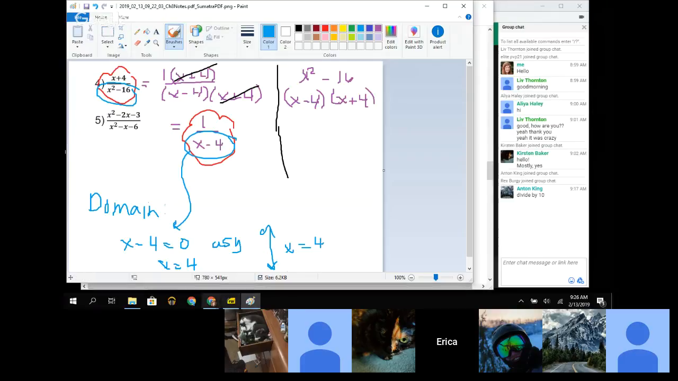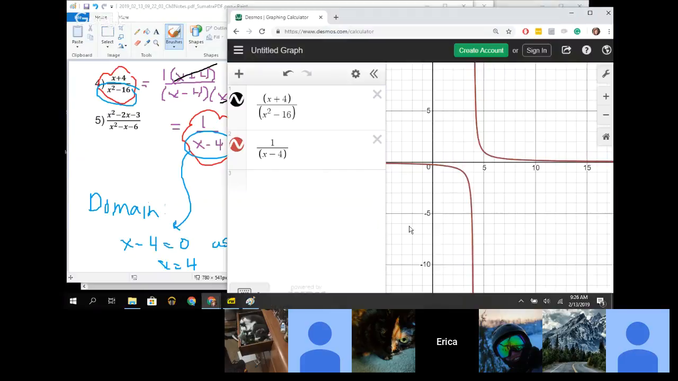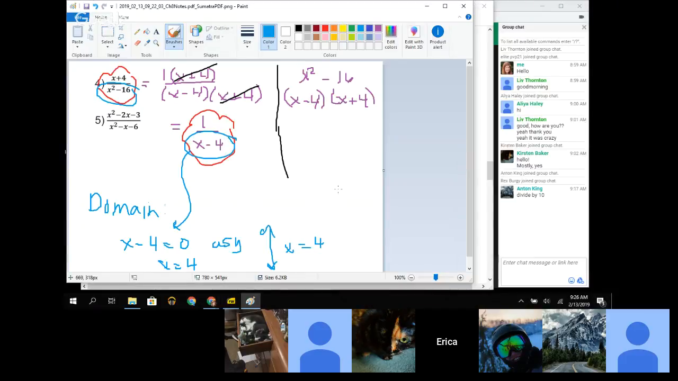Okay, so if I go back to my graph, at x equals 4, right here, I have a vertical asymptote. So that's cool, right? The new part is, what did I cancel out? I canceled out an x plus 4. And since I canceled that out, this is where I'm going to get a hole for my original equation. So I should have a hole at x equals negative 4. Doesn't mean that I'm going to have an asymptote there, but I'm going to have a hole there.